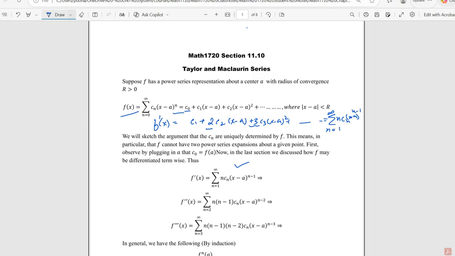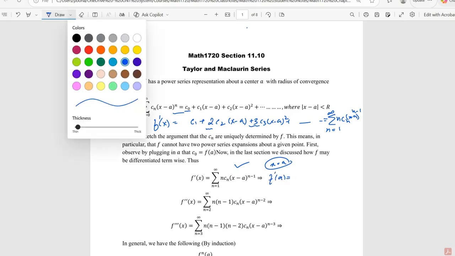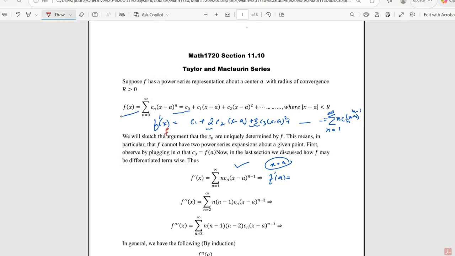So what if I put x equal to a in here? What will that be? Then f prime of a, look at this. If I put a here, this term will become 0, and all the other terms will become 0. The only term left is c1, right? So that means this is equal to c1. So you can also think of c1 as equal to f prime of a here.